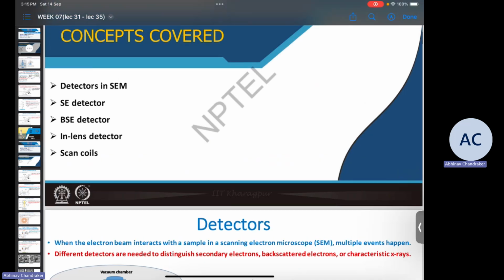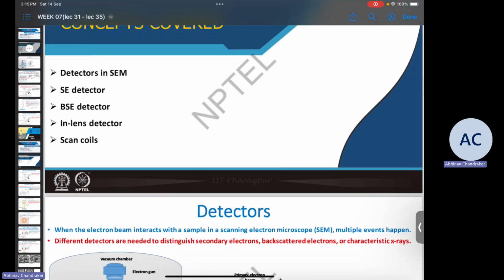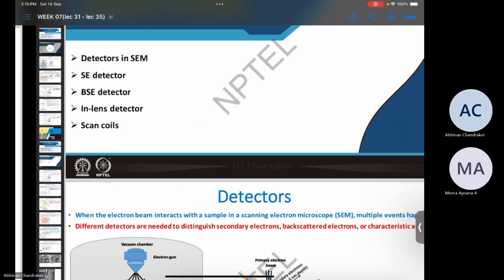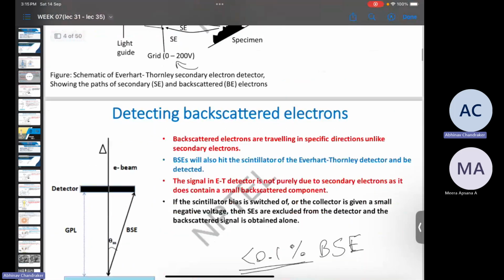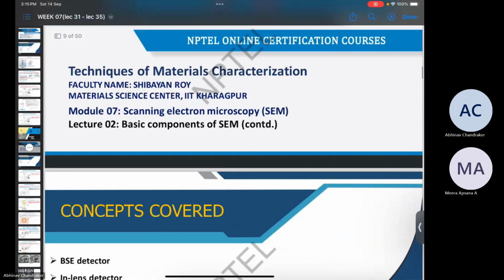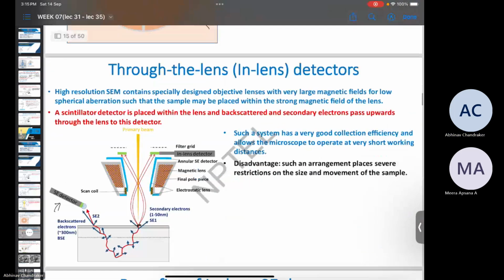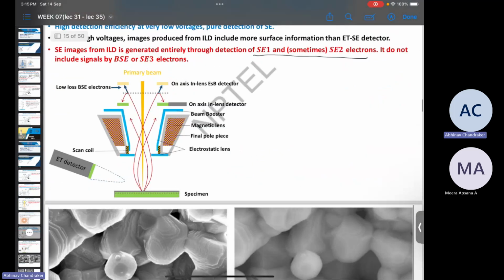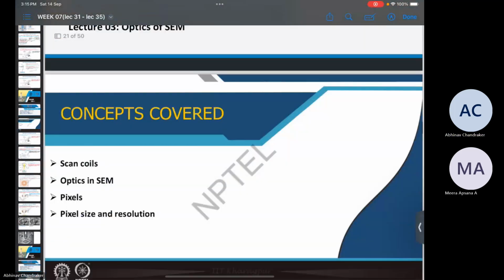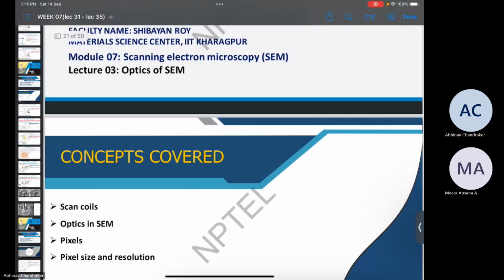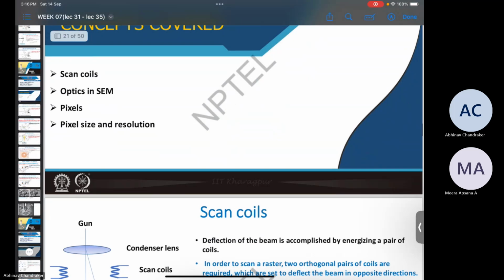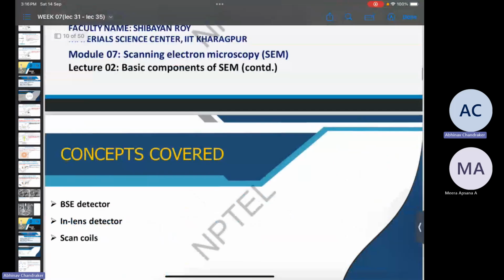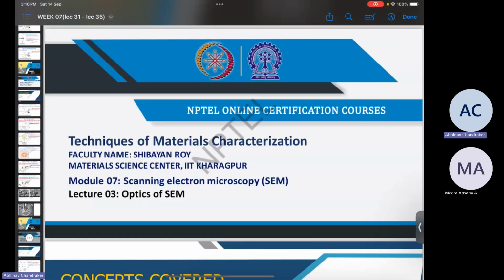We looked at the in-lens detector, and then we covered scan coils and their uses for scanning on the specimen, and backscattered electrons. So here we have the in-lens for much better SE detection. Scan coils, and what is the relation between the pixel size and the resolution you can obtain, right?